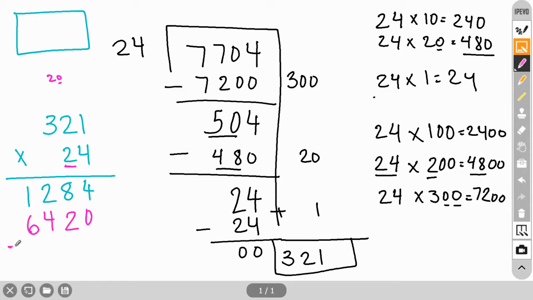Okay, then you add the numbers. So 4 plus 0 is 4. 8 plus 2 is 10. So far it's matching. Regroup one here. 4 plus 2, 6 plus 1 is 7. So it is indeed correct. My division, I did my division correctly.